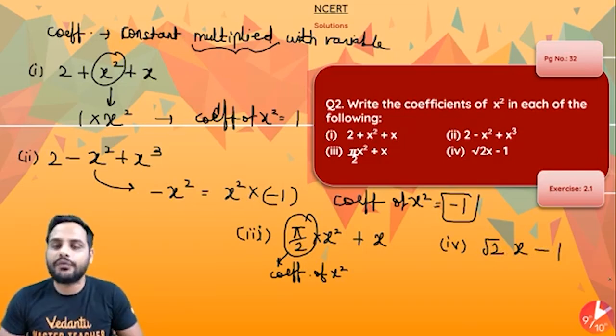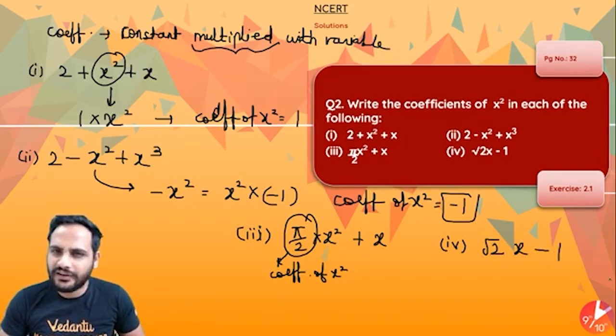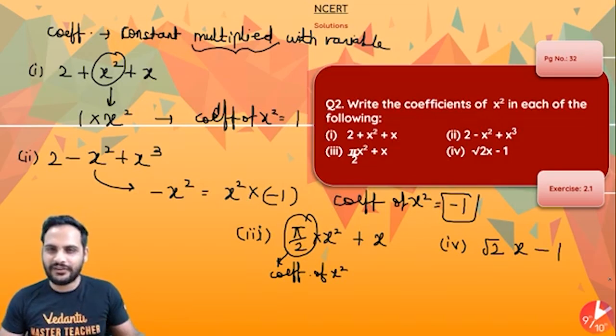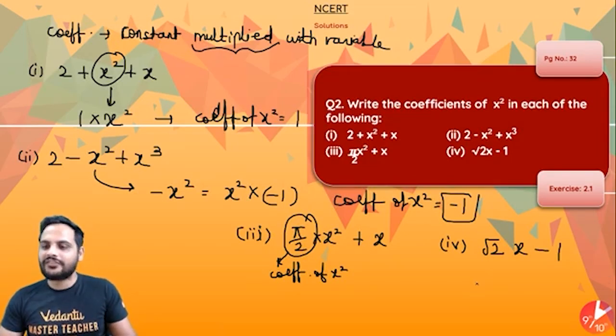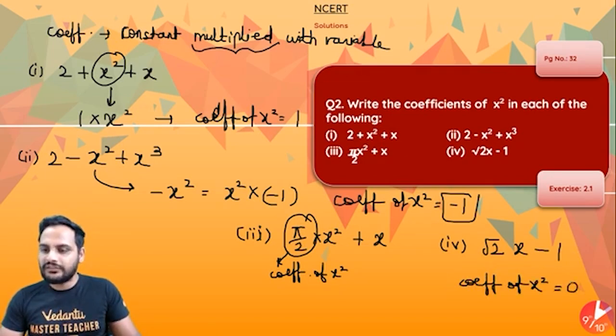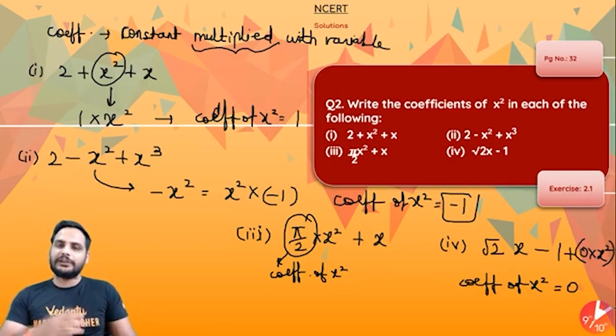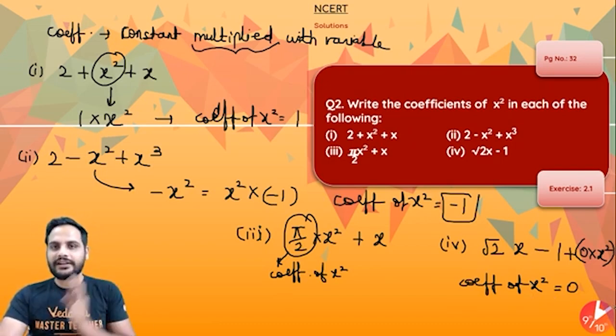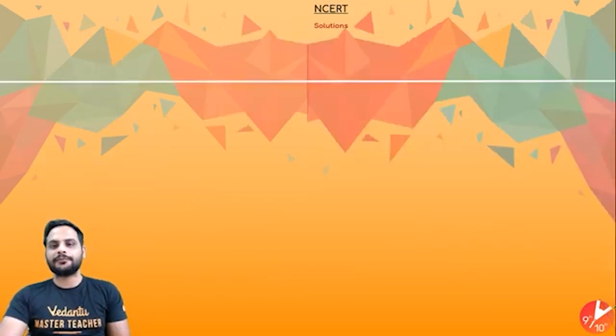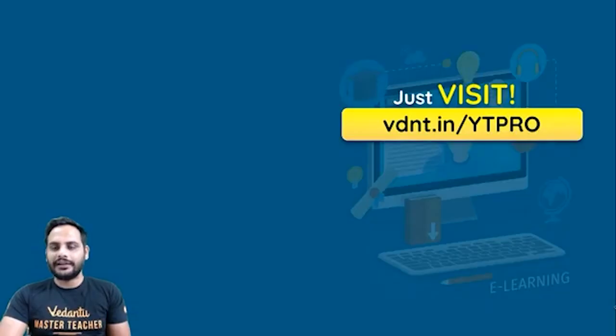Now here they are asking the coefficient of x square. Is x square present here? No, right? x square is not present here. So I can say, sir, if x square is not present, the coefficient of x square will be 0. Why? Because I can always write it as 0 into x square, and 0 into x square will become 0 only. So whenever any term is not present in that expression, its coefficient will be equal to 0. Got it? So this is all in this class.